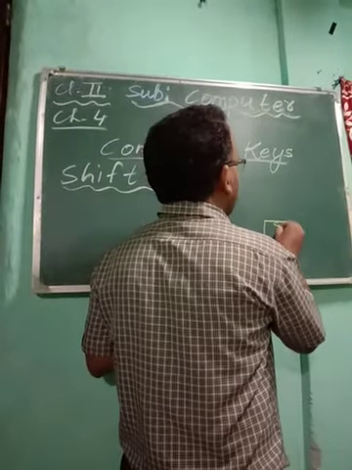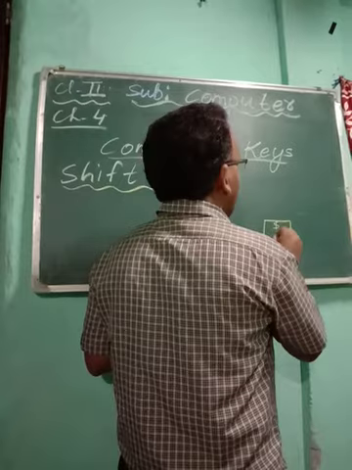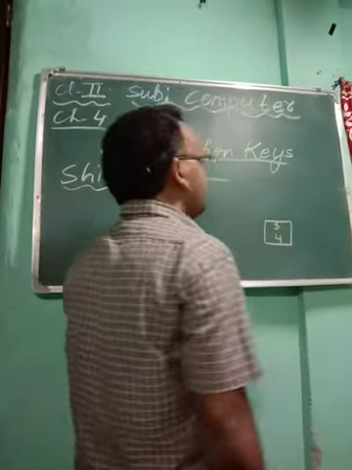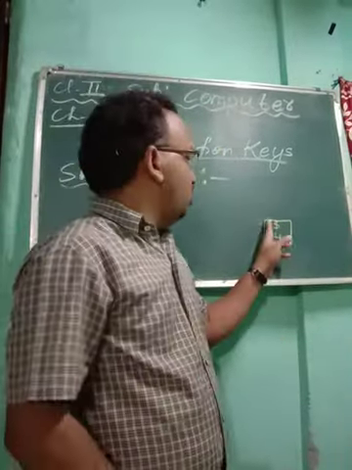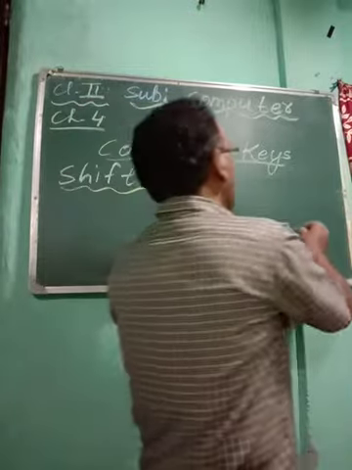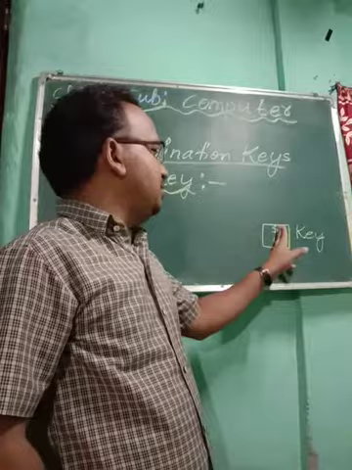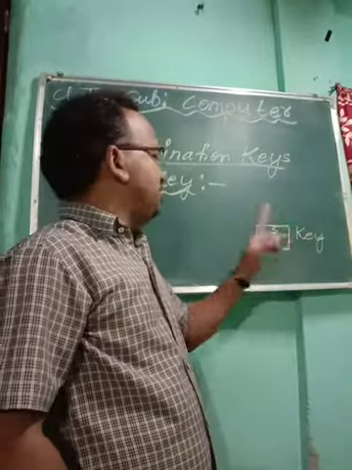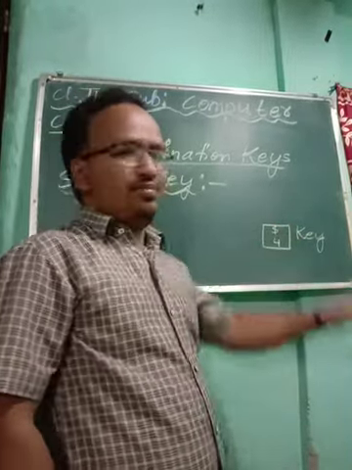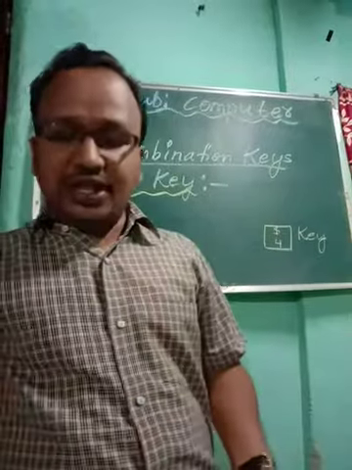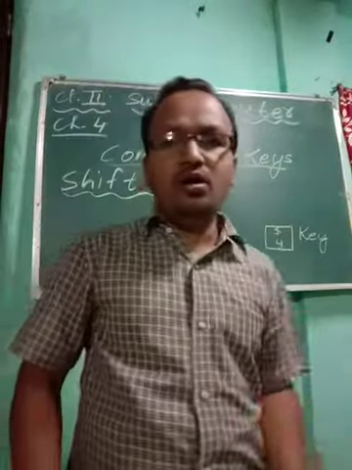Suppose in this key you have a dollar symbol, and here 4 is there. Look here, in one key there are 2 symbols. Now if you press it directly, 4 will come. If you press it directly, what will happen? The 4 will come on your monitor screen.